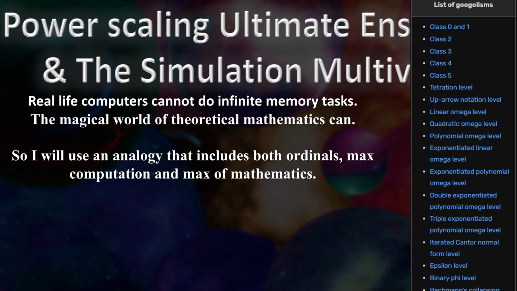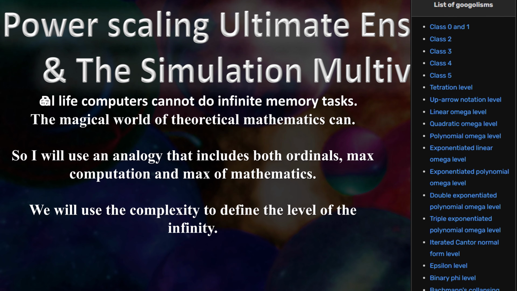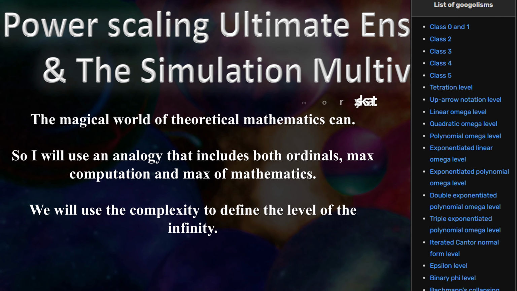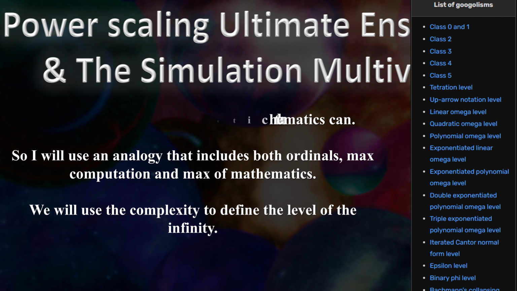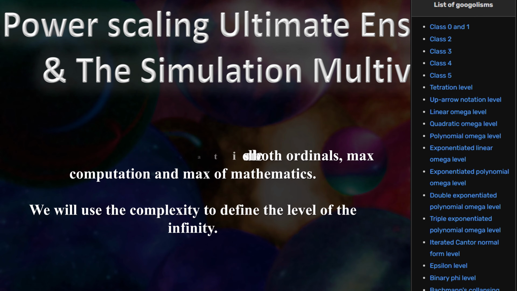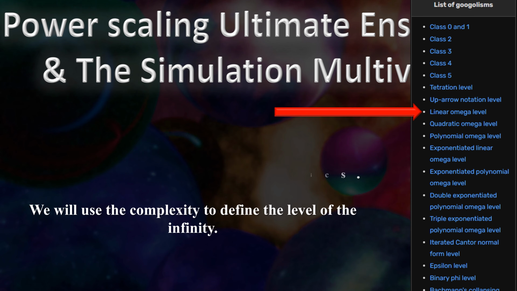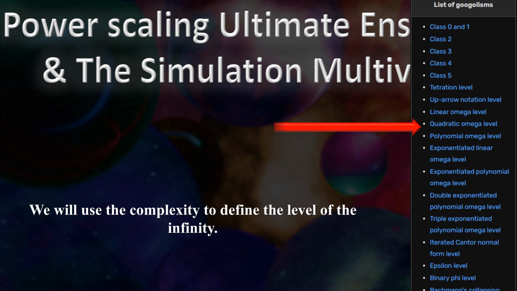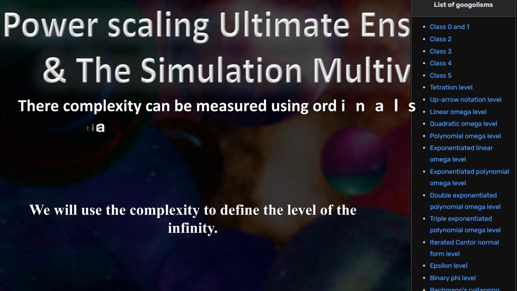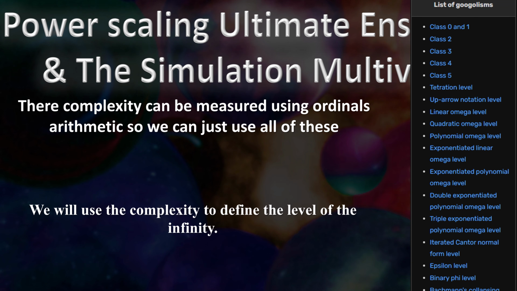How this will work is we can actually use the complexity of a system to define its level of infinity, even though it is finite. For example, if we plugged the variable or the amount infinity into a linear omega level function, that will be smaller than if we plugged it into a quadratic omega level function. The reason why this works is because all of these methods below are equivalent to ordinal arithmetic, which we can use to go past infinity.